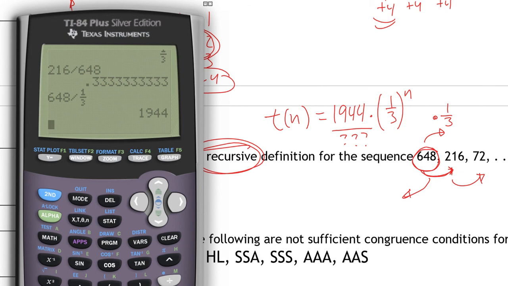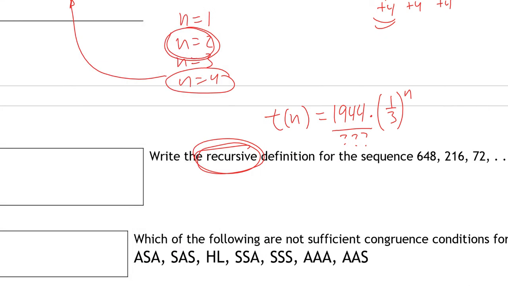If I put in 2, it would give me 216. If I put in 3, it would give me 72. Well, I don't want the explicit rule. I'm asked for the recursive definition, and I know there need to be two things. And these are the two things. I'm going to put down that the first term is 648. There we go. And then I'm going to put down the recursive part.